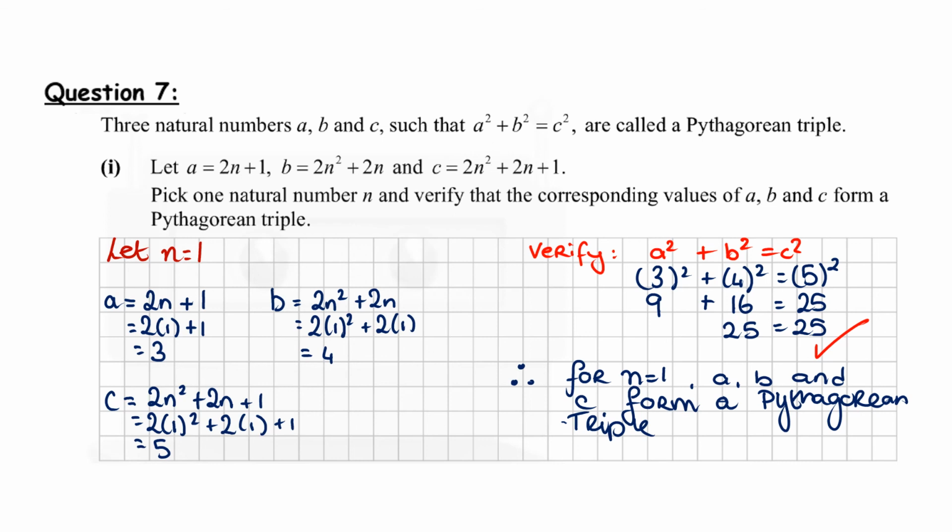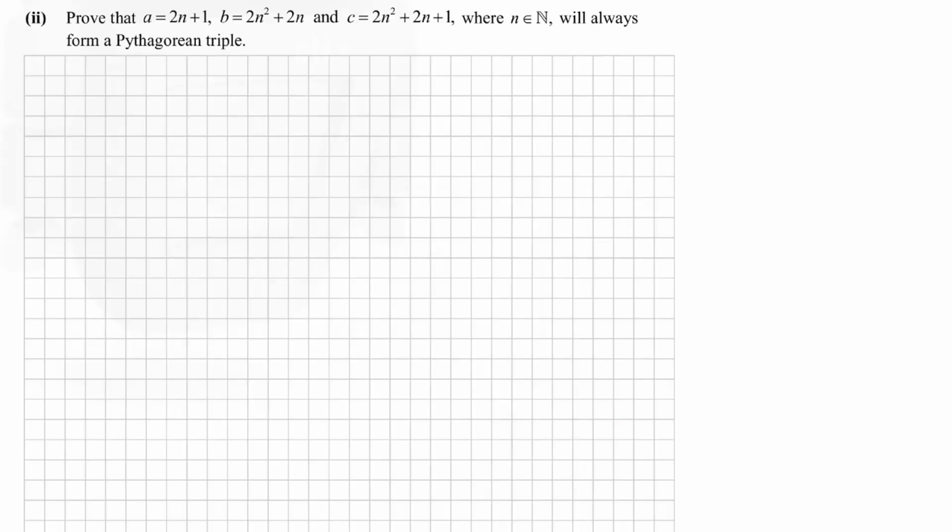Great, so very straightforward. So they've now asked to prove that A, B, and C will always form a Pythagorean triple. So that's where n is an element of the natural numbers. So basically what we did last time is we picked a natural number and it worked. However, we can't say for sure that it would always work without testing all the natural numbers. The way we can make sure all the natural numbers work is to work with them in the form that they have.